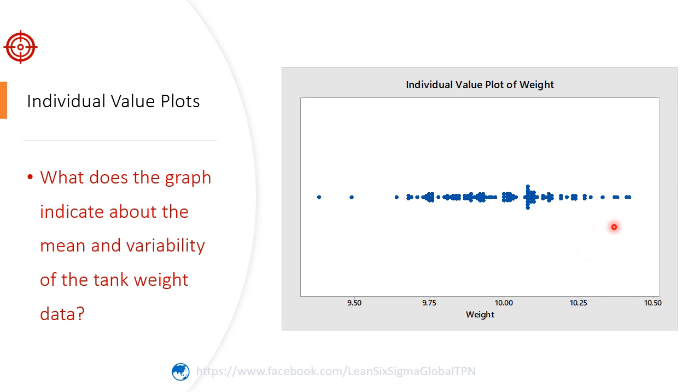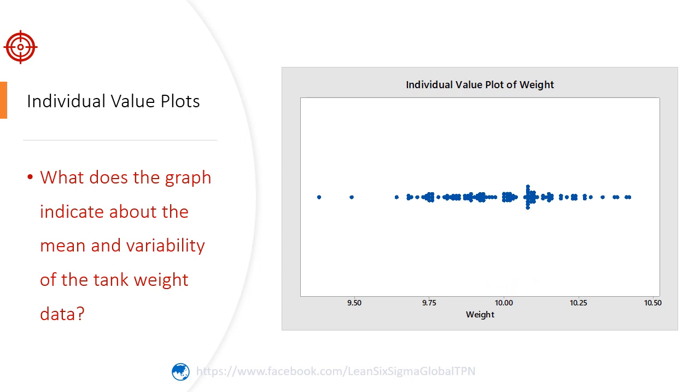The individual value plot reveals that the data are highly variable, although many of the sample weights appear to be below the hypothesized value of 10 kg. So we need to analyze the results of the one sample t-test to draw conclusions about whether the mean weight of the population of propane tanks is equal to 10 kg.